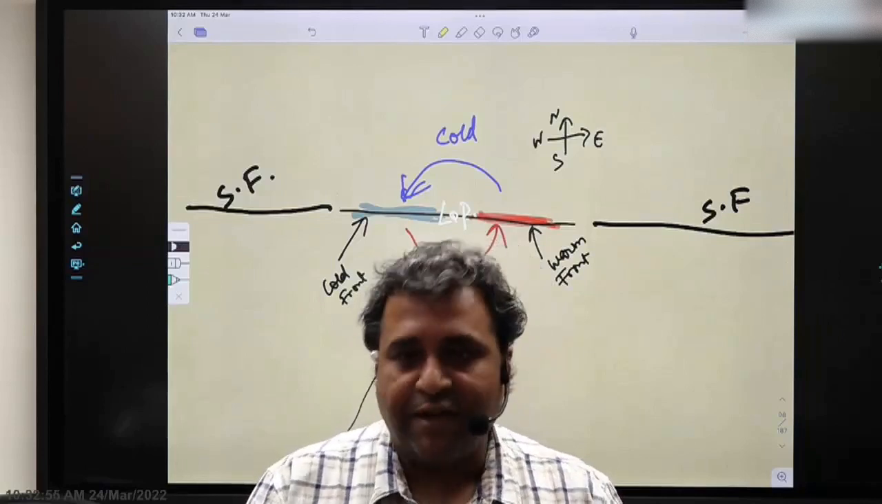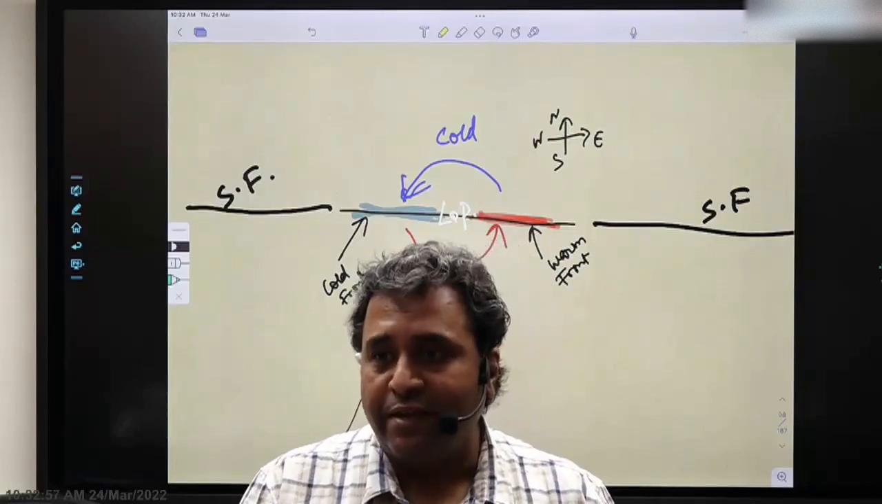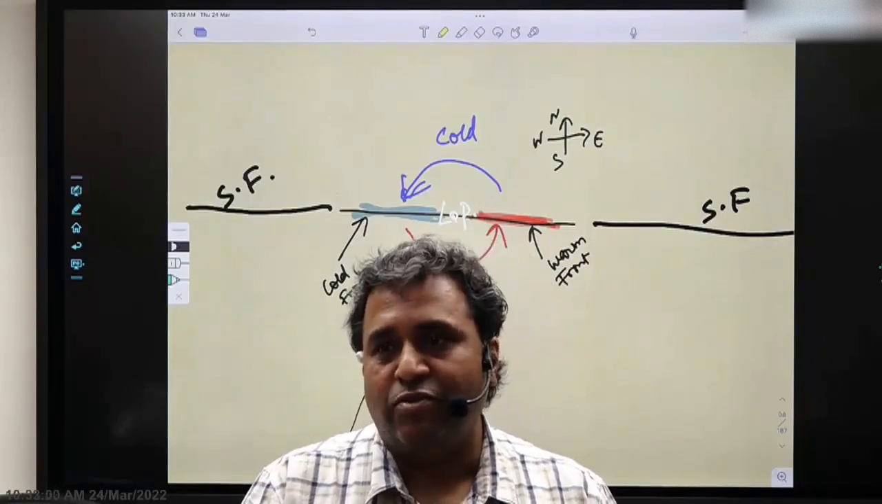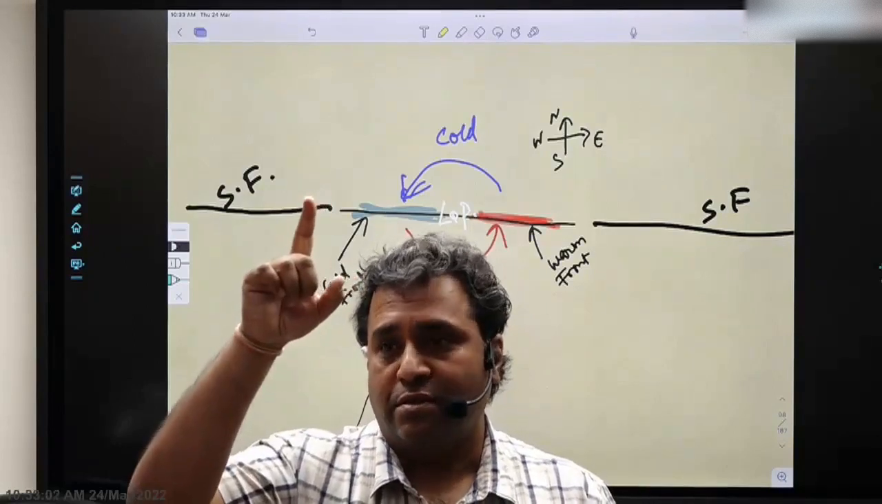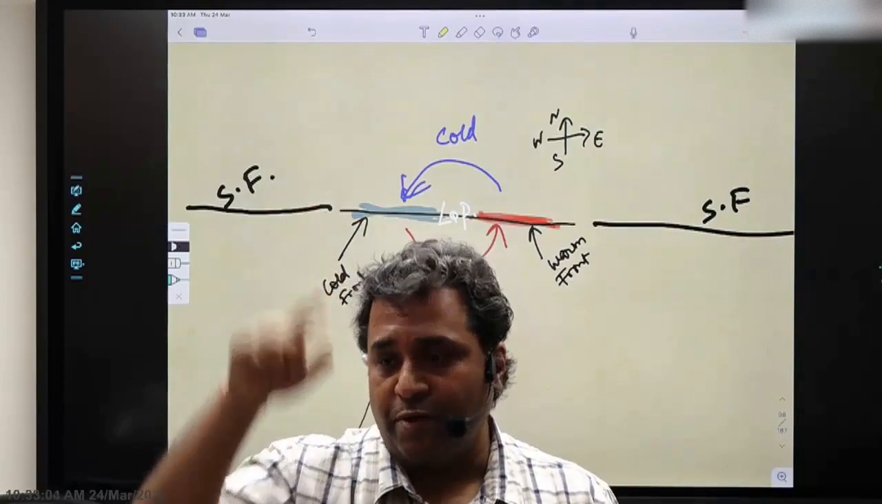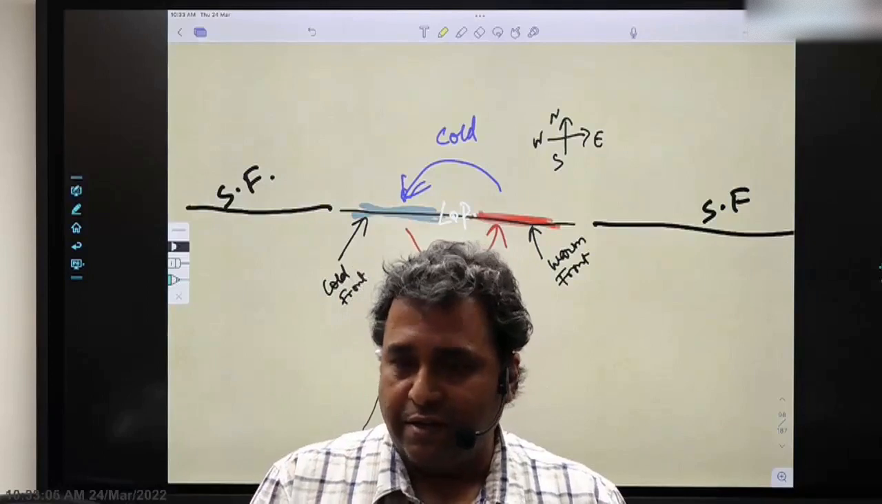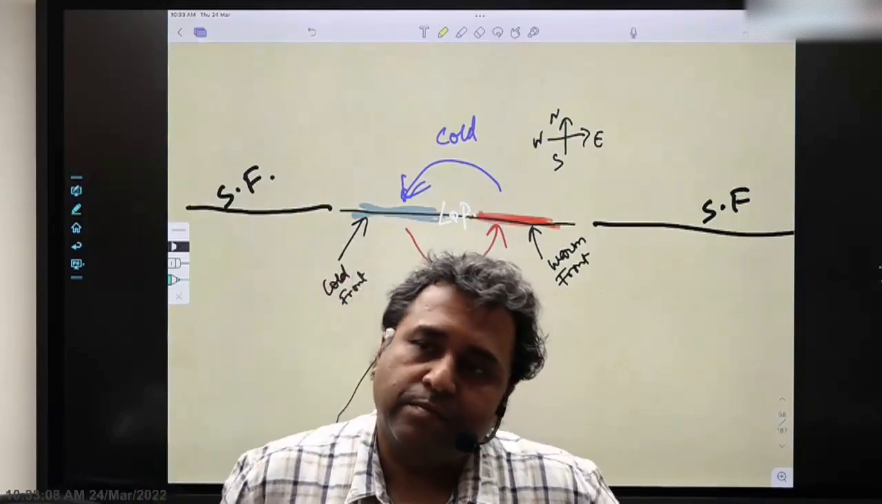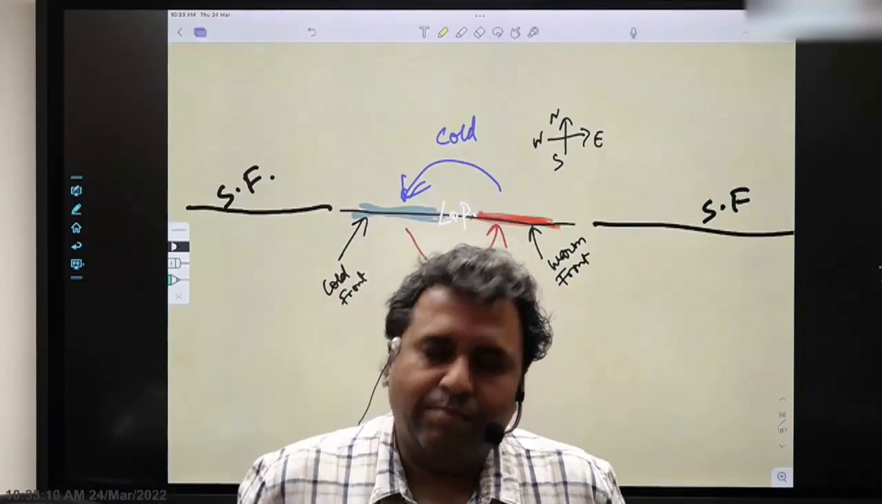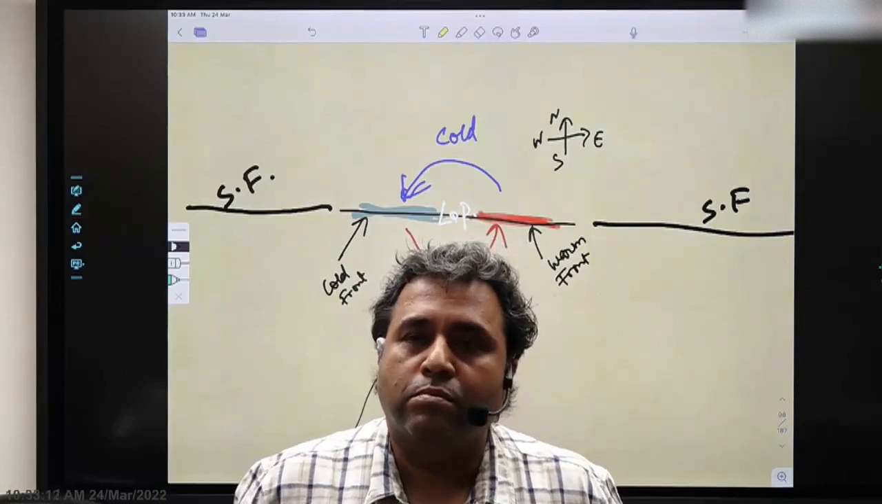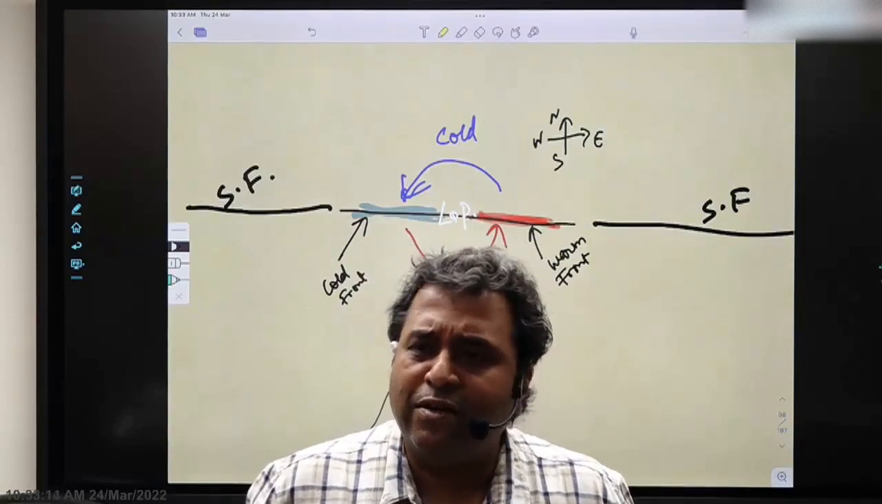Yes, the front is like vertical. So as you are sitting in this room, just imagine that you are sitting in the tropopause. So this is tropopause, this is surface, you are in it, and the front is like this. That is something that you learned earlier also.